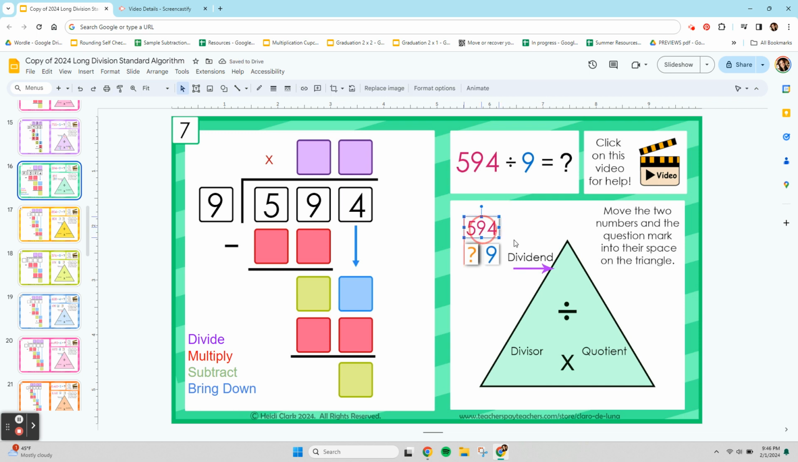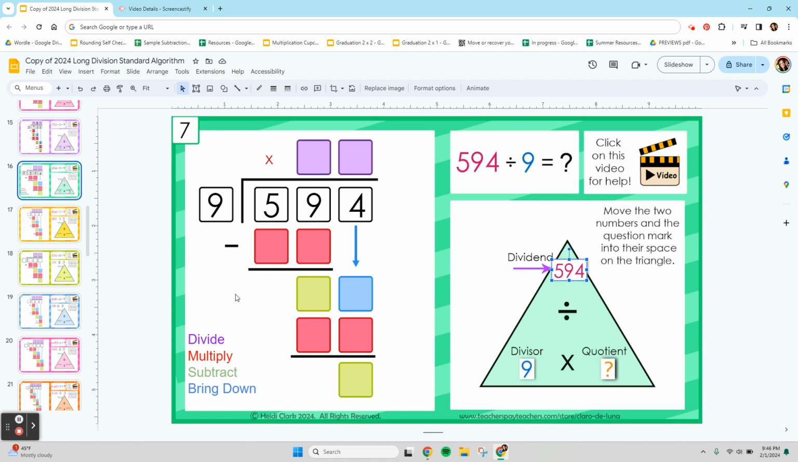594 is our dividend. It's the biggest number. It's getting divided up. So say you have 594 candies and you're putting them into 9 groups. 9 is the divisor. And our quotient is the answer that we don't know. And multiplication and division are related. So 594 divided by 9 equals this number. And if you multiply them back together at the end, you'll get this number.